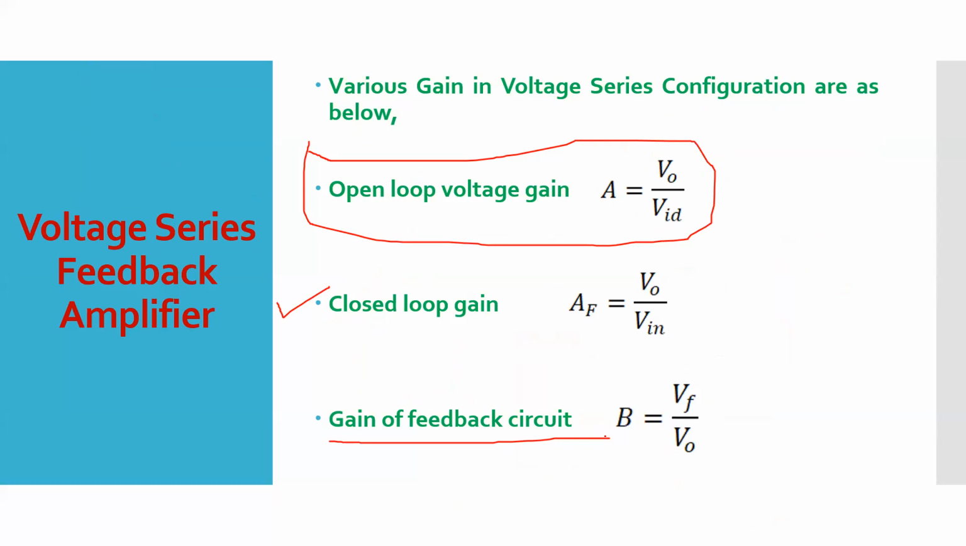So in this voltage series feedback amplifier, we have three gains. One is the open loop gain of your op-amp. Second one is the gain of your feedback circuit. And third one is the overall gain, or you can say closed loop gain, of your voltage series feedback amplifier.